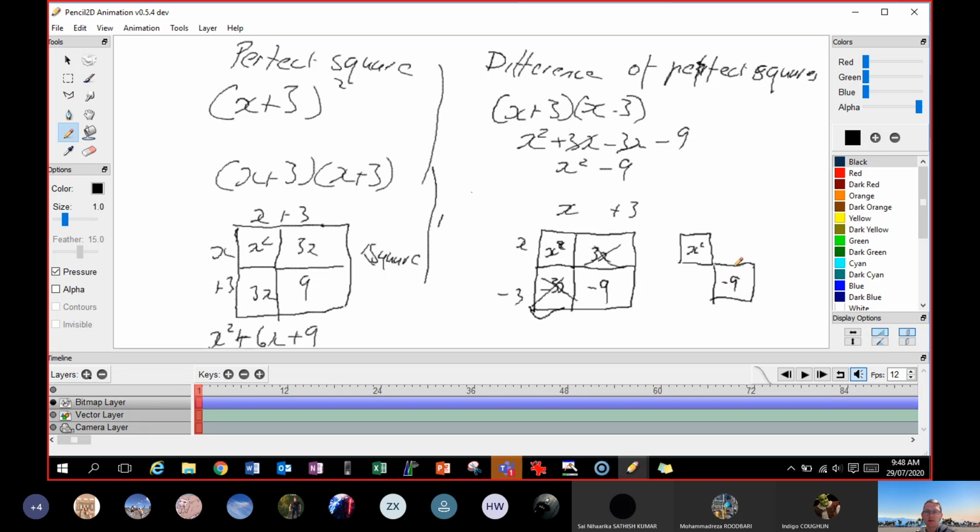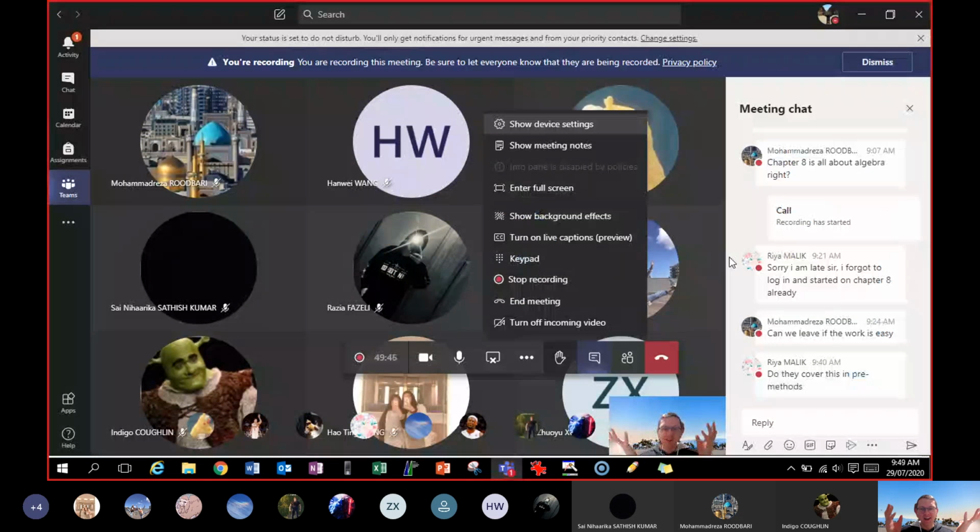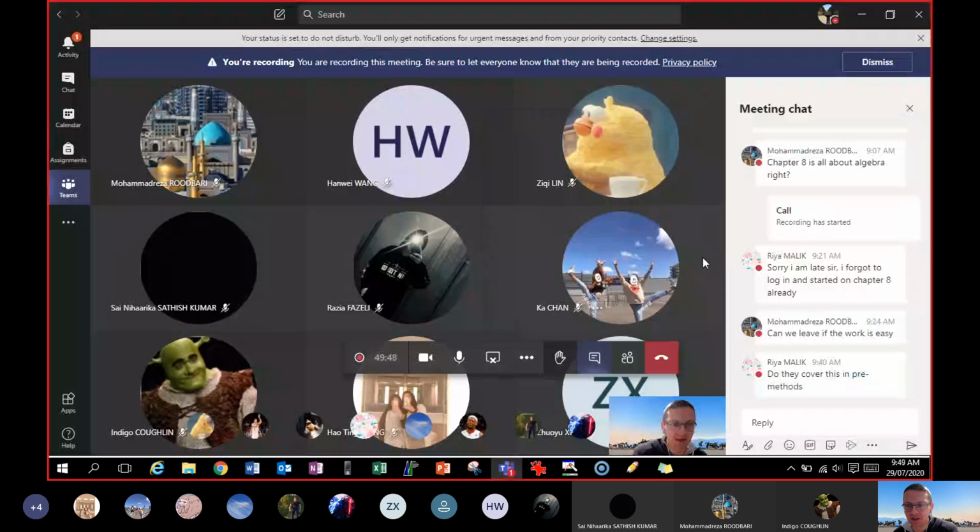So notice that this negative 3, that's x. Why we call this difference of perfect squares is because this is a negative, right? That's a positive. It's the difference of that and that square. And there's two perfect squares, hence squares. Difference of perfect squares. They're perfectly square. It's the difference between them. That's why we call it difference of perfect squares, which I think is just really awesome.